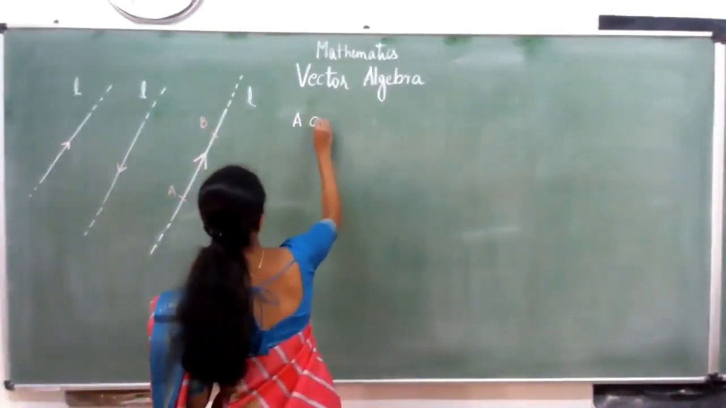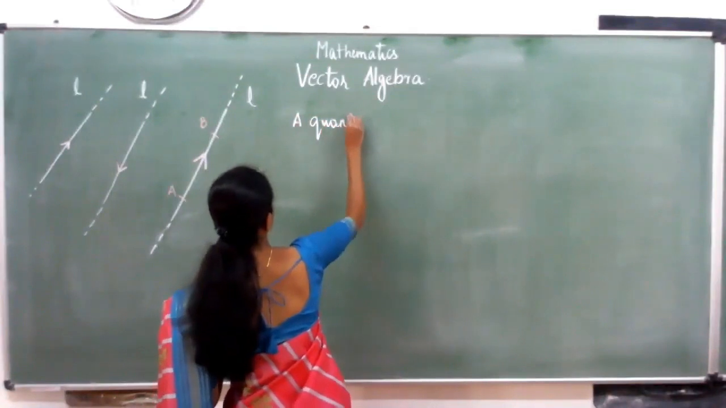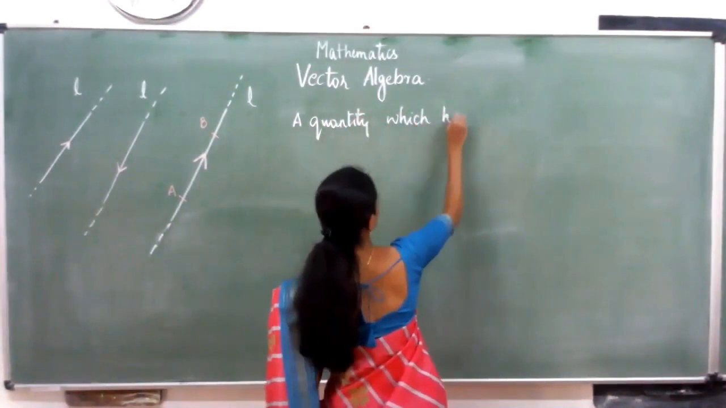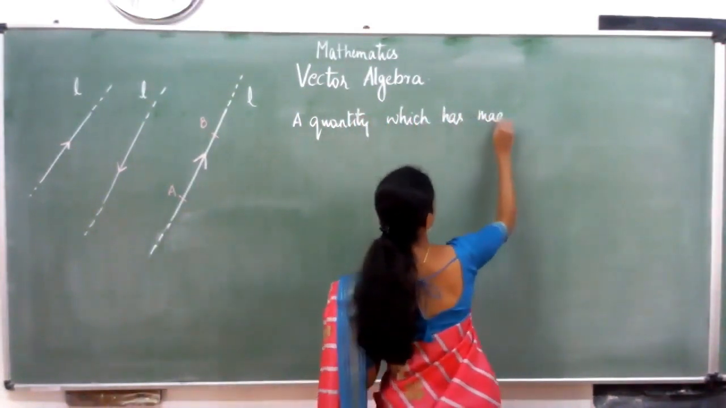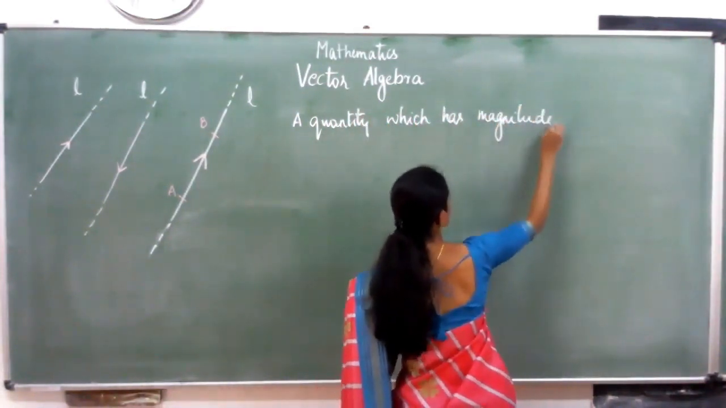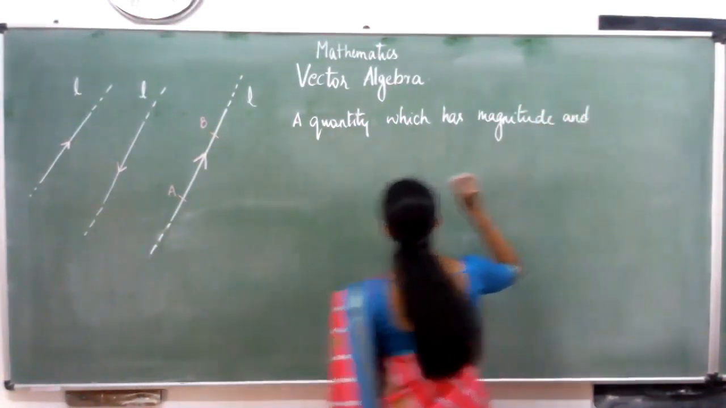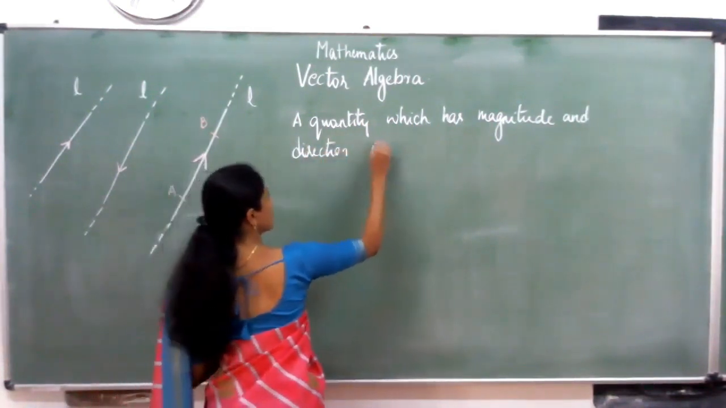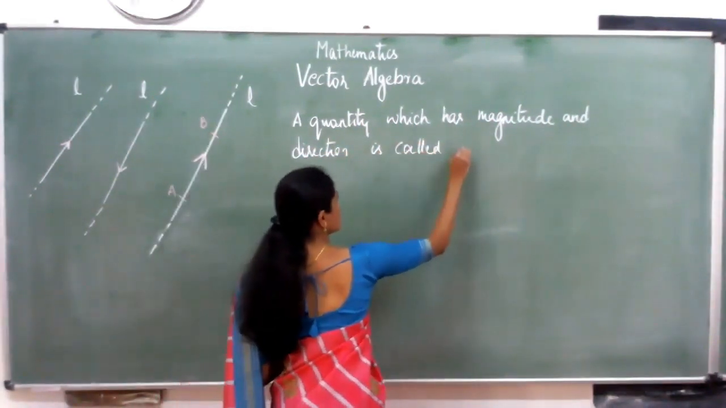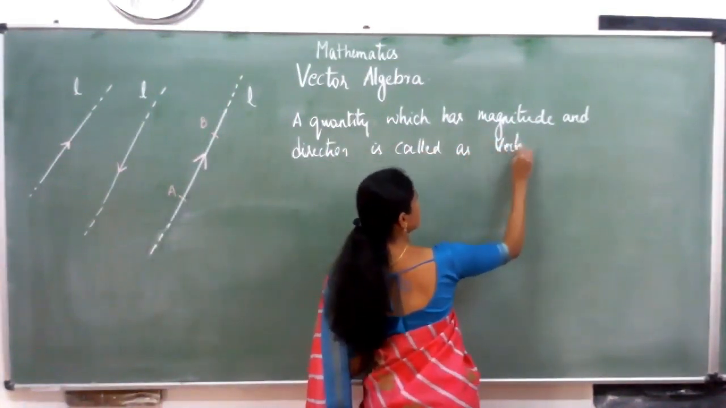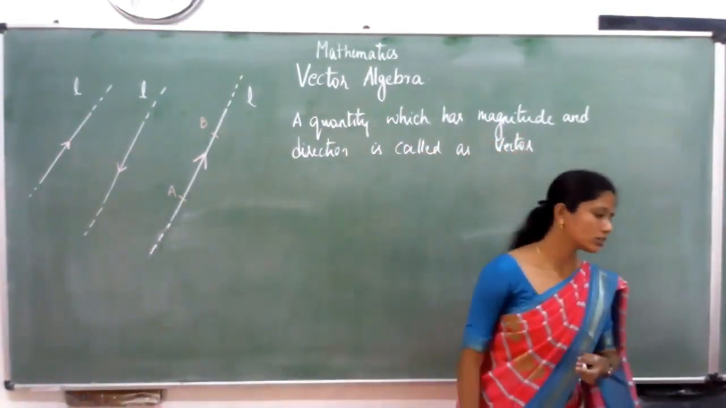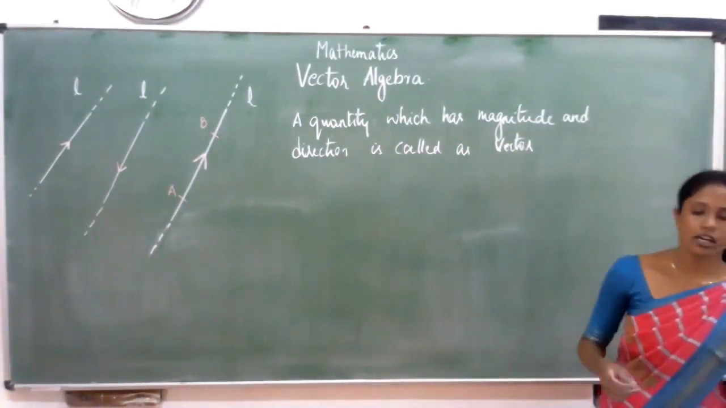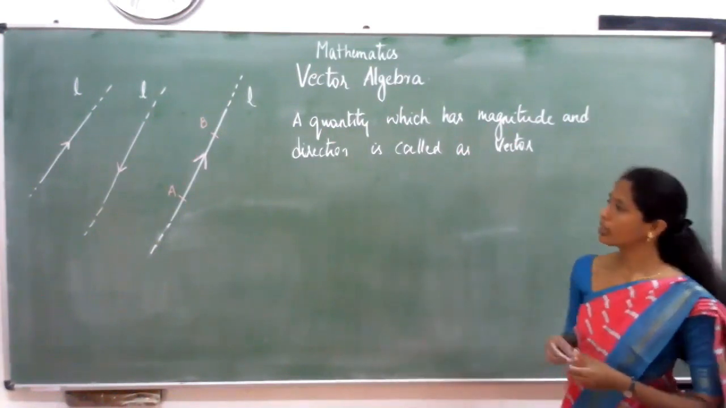So, a quantity which has magnitude and direction is called a vector. So a quantity that has magnitude and direction is called a vector.